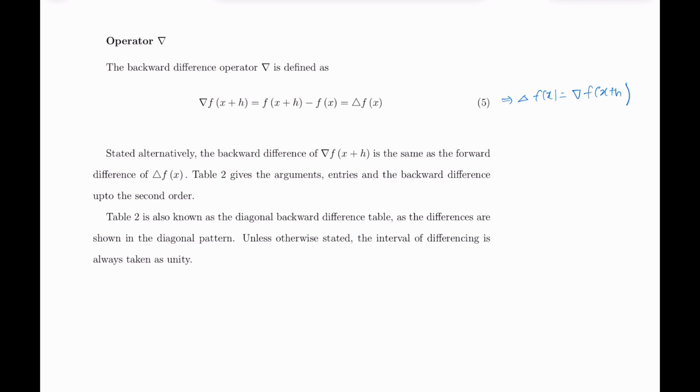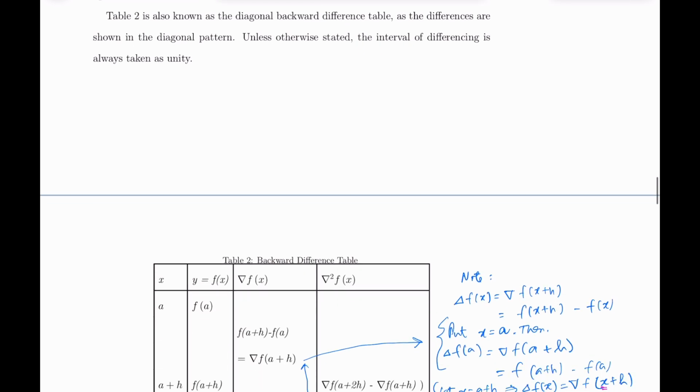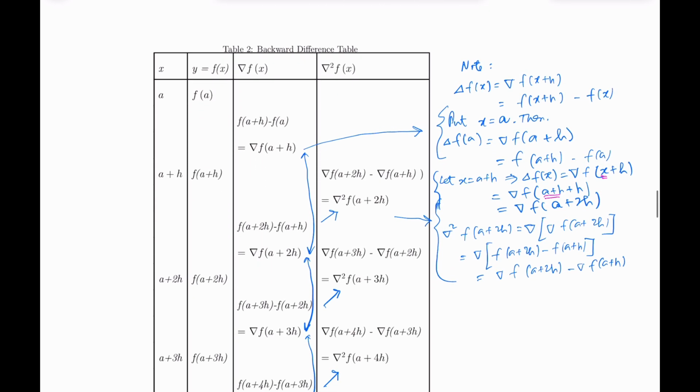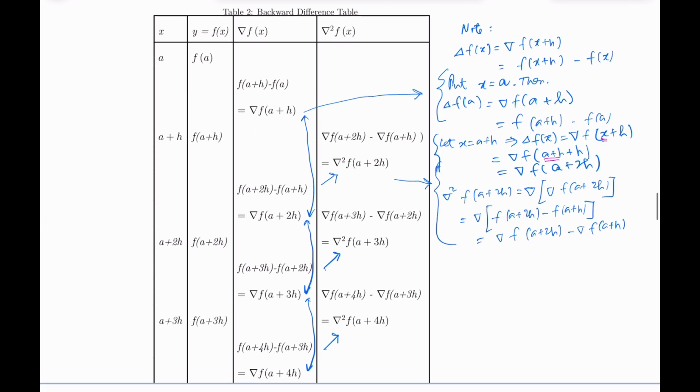Clear? So table 2, which is shown in the next page, is also known as the diagonal backward difference table, as the differences are shown in the diagonal pattern. Unless otherwise stated, the interval of differencing is taken as unity. Okay? Remember, nabla f(x+h) is equal to delta of f(x). This is how the backward difference table is prepared.